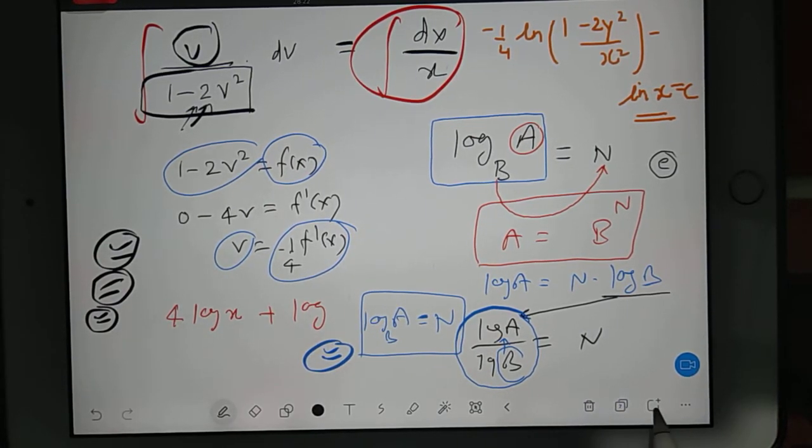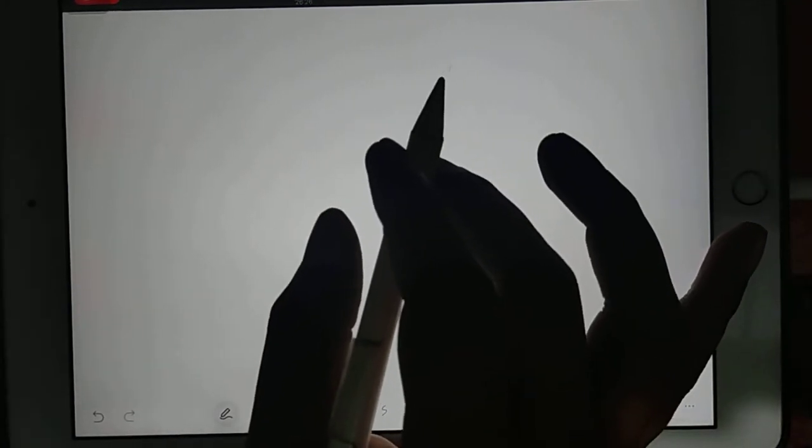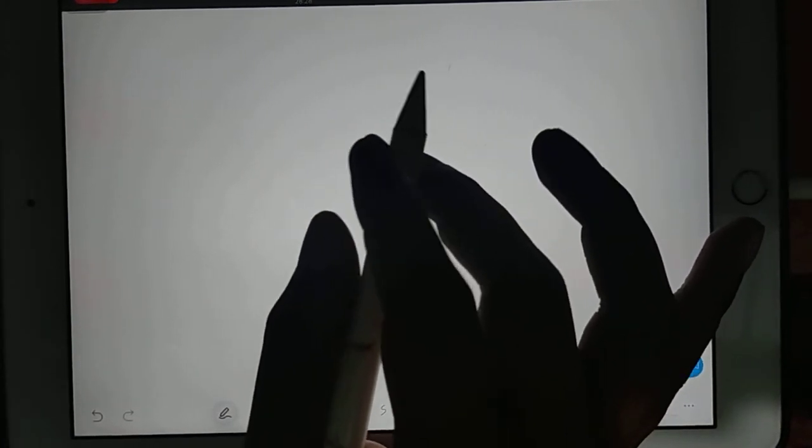Okay, I will change the page. So this is how you will solve a homogeneous equation. Take one more homogeneous equation in the example.